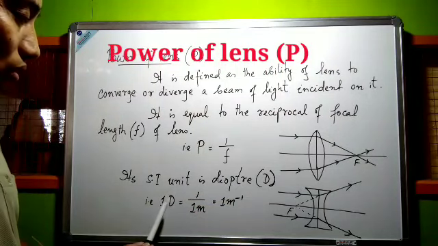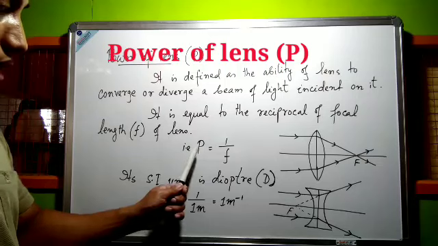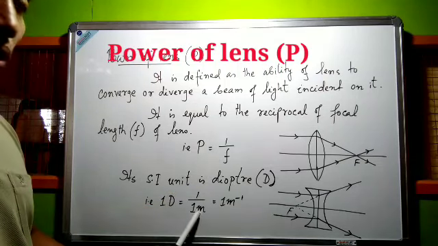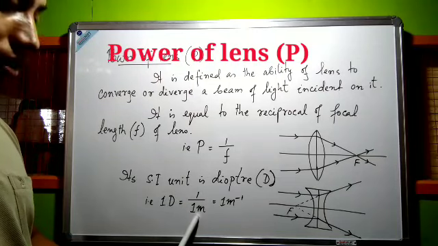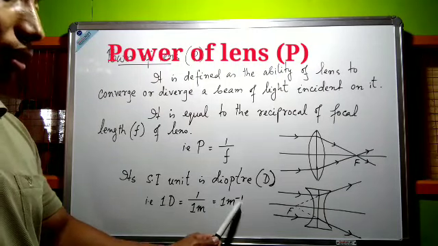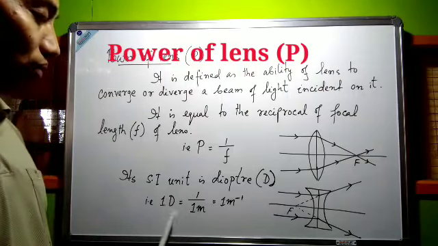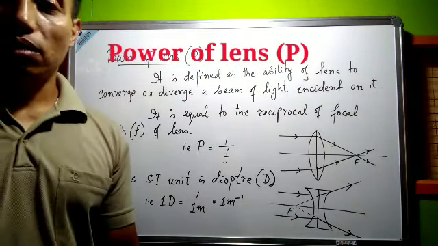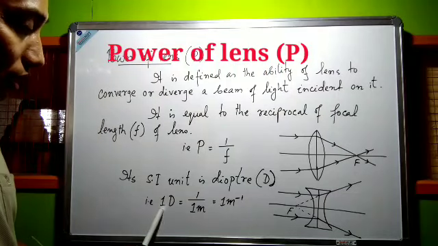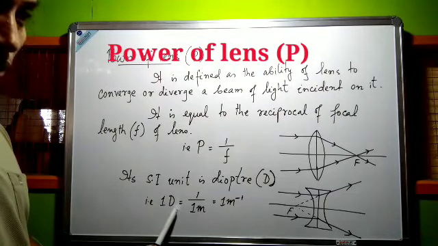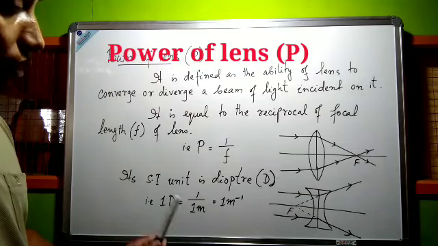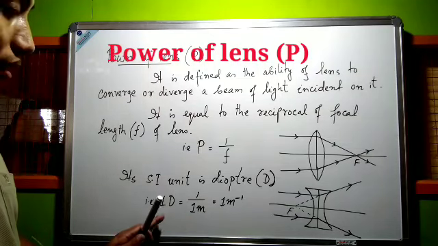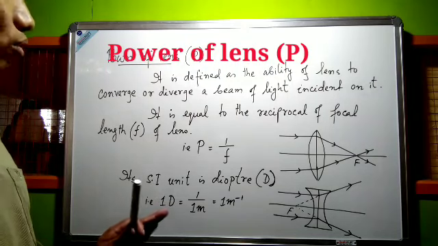So we may write like this: 1 diopter. That power is 1 diopter when the focal length is in meters, in SI units, so 1 diopter is 1 by 1 meter, or 1 meter inverse. So how can you define 1 diopter? 1 diopter is the power of a lens having a focal length of 1 meter.